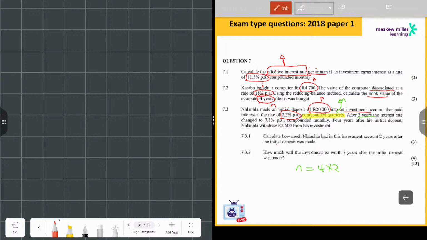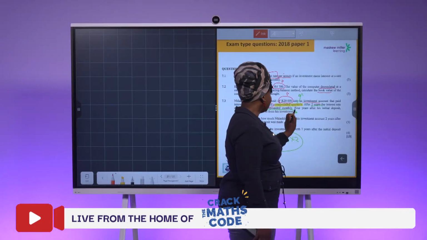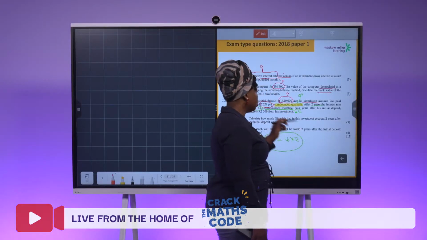So I'm already putting it down because this is how you need to do it. Then they said that after 2 years, the interest rate changed to 7.8% per annum, compounded monthly. So that is where you always remember that monthly. How many months do we have per year? 12, right? So 4 years, which we can just put a number for, so we can remember.